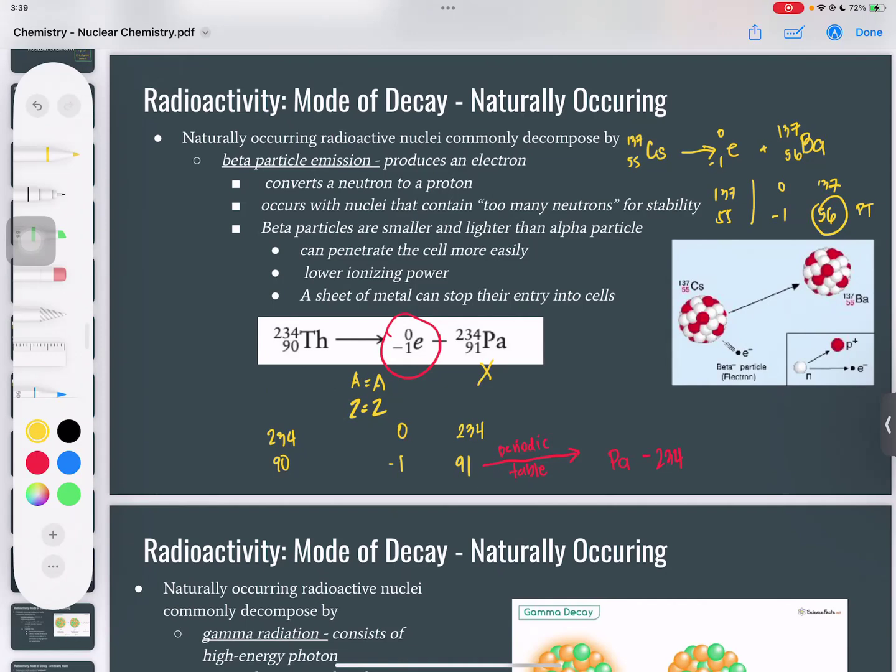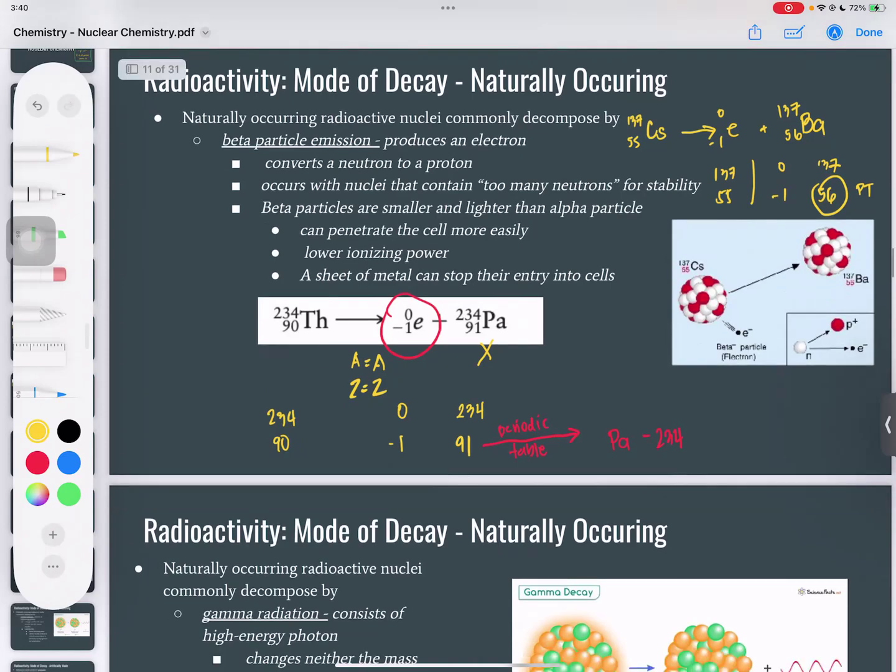This usually occurs, class, because the nucleus contains too many neutrons for stability. So it tries to achieve stability by converting a certain neutron into a proton. Beta particles are smaller and lighter than alpha particles, so they can penetrate cells more easily. But they have a lower ionizing power, so a sheet of metal can stop their entry into cells. Even when they are ingested or inhaled, they are less destructive than alpha particles.